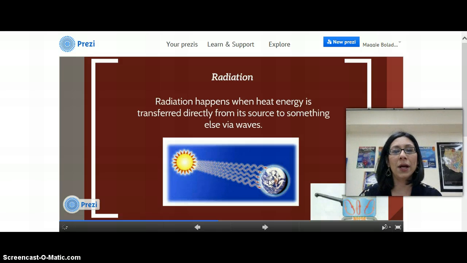Okay. So when you feel the heat waves coming directly from a heat source, and you're not touching the heat source, but you feel the heat, that means that that heat is coming at you via waves. And whenever heat is transferred to you via waves, we call that radiation.